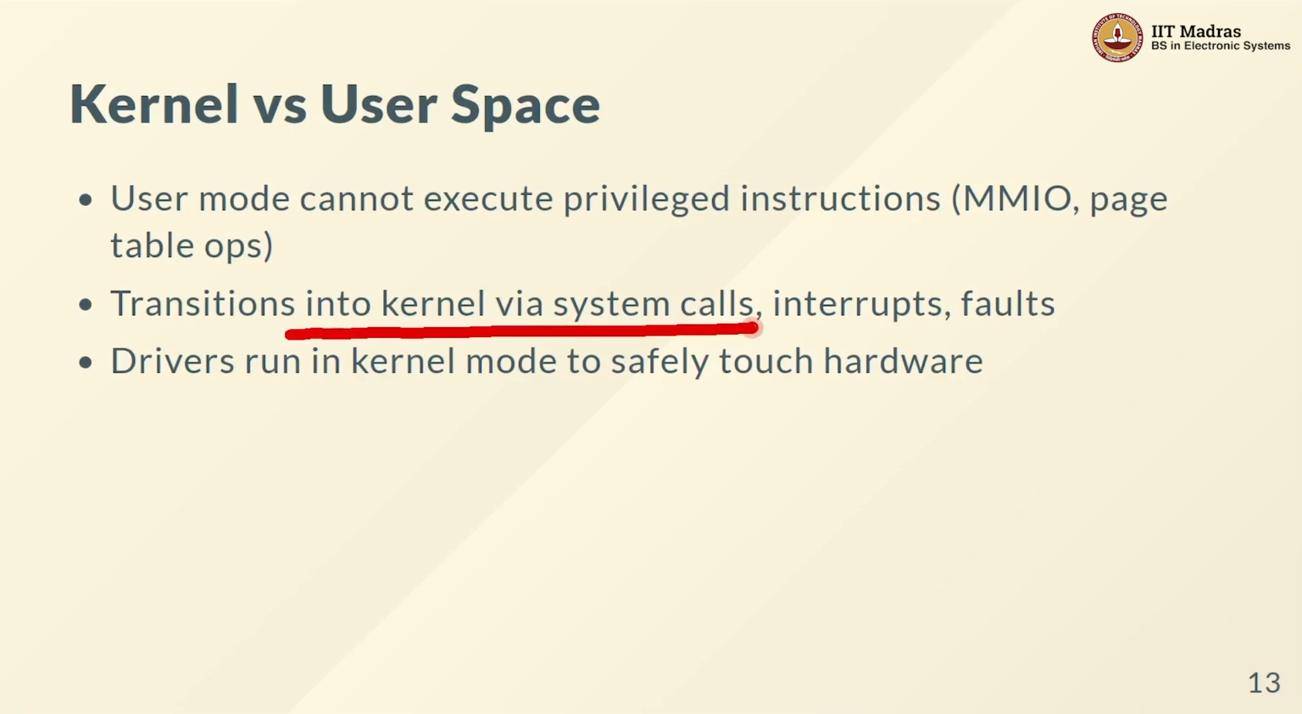It transitions into the kernel via system calls or interrupts or faults, which could be something like it tries to access a location in memory that is not supposed to be accessed. That will trigger an exception or a fault, which in turn is handled by the operating system. It could be other kinds of faults too, either hardware-based faults or, typically, many software-based faults. Now, drivers need to run in kernel mode because they have to touch the hardware. They have to send data to the hardware or get data from the hardware. And in order to do that, you need to be in privileged mode, or kernel mode.